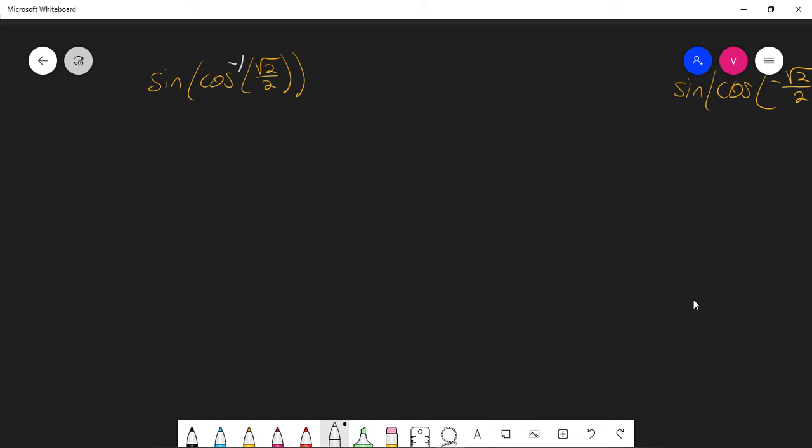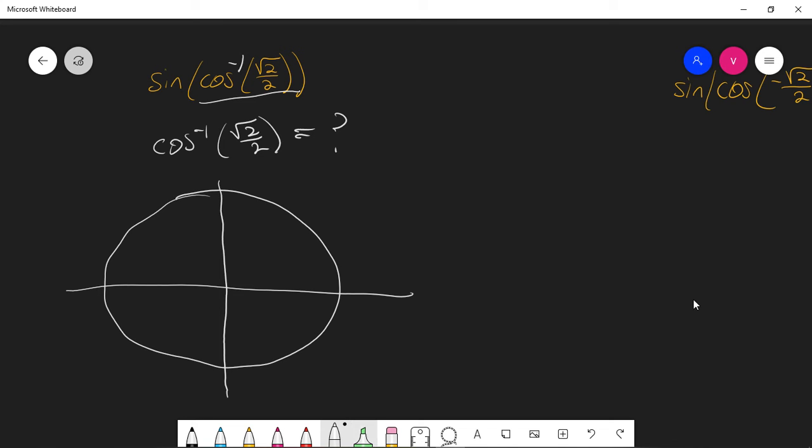So again, we're going to work the inside here. We want to know the cosine inverse of root 2 over 2 is equal to something. So we're going to get a nice clean answer. Then that becomes the sine of whatever that answer is. So again, drawing the unit circle.